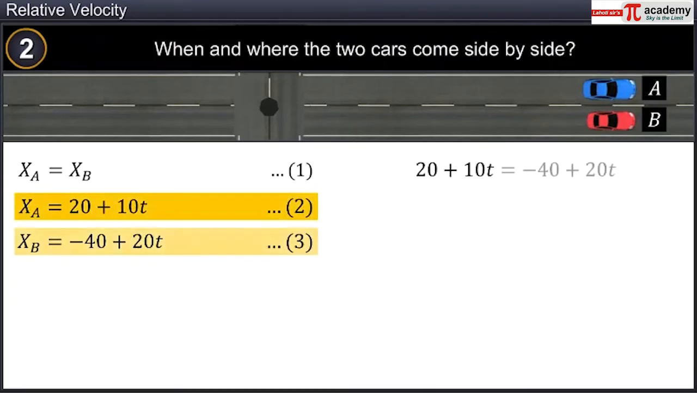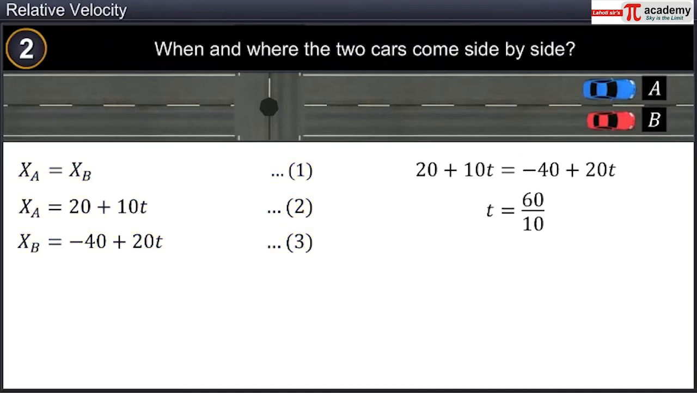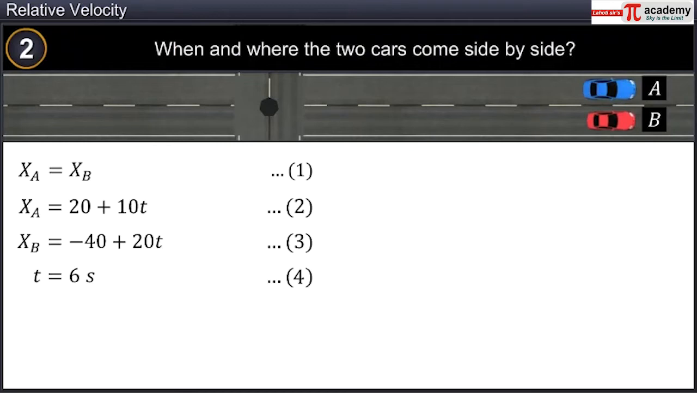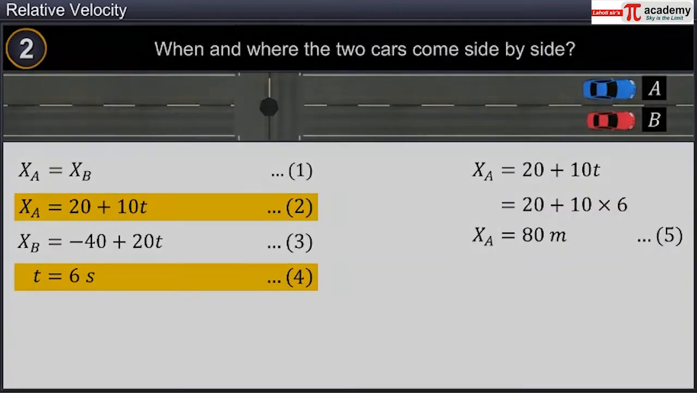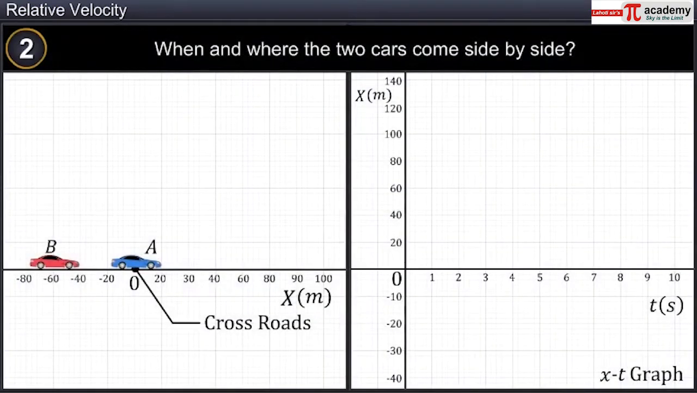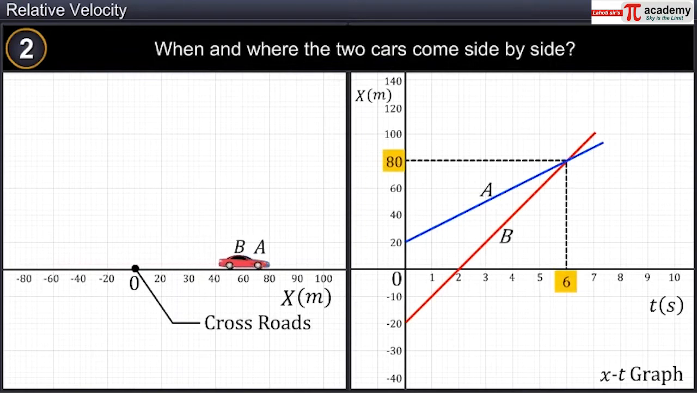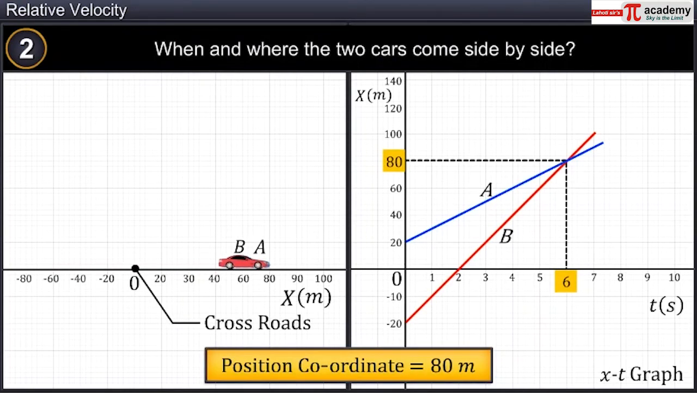Substituting equations 2 and 3 in equation 1. On further simplifying, we get T equal to 6 seconds. This is equation 4. Further substituting equation 4 in equation 2, we get XA equal to 80 meter. The two cars A and B come side by side at 6 seconds when their position coordinate is 80 meters.